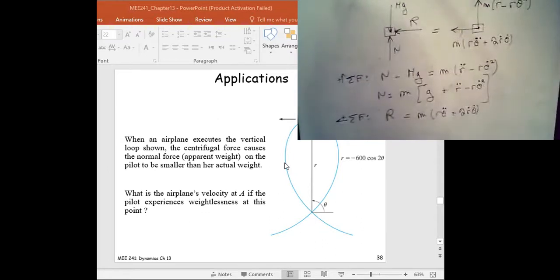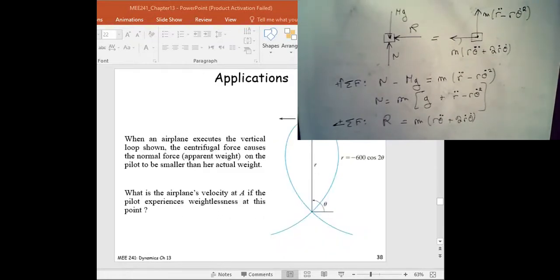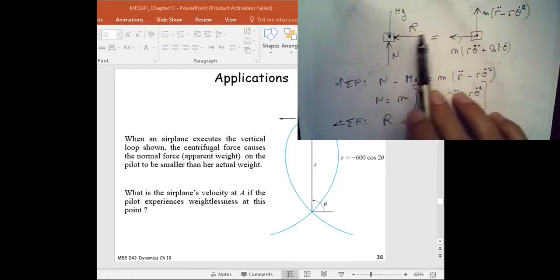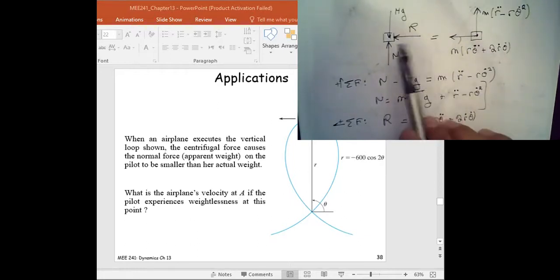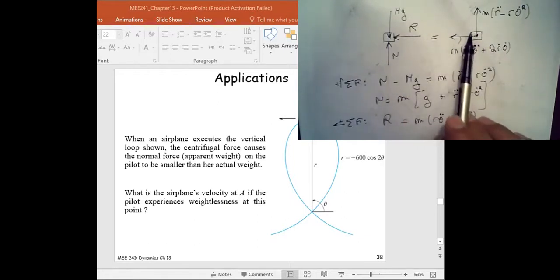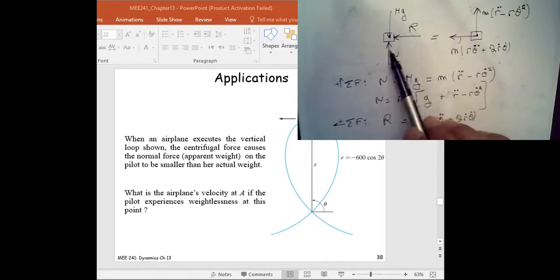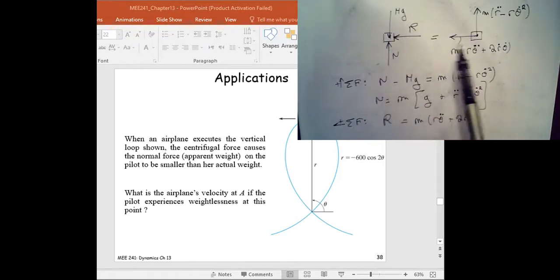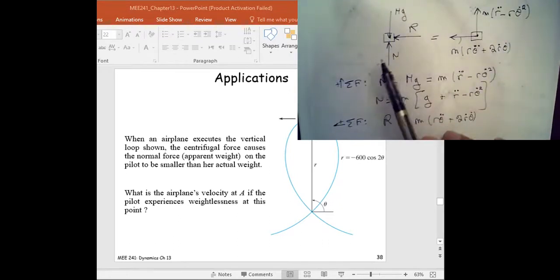Then R is going to be equal to m(R theta double dot plus 2R prime theta prime). Basically, this last portion of this chapter is simply about relating the forces and the accelerations. You just have to sum the forces in the same directions, and whatever you do on the forces you do on the accelerations. I usually have two extra unknowns, either R or N. If I have R and N, I can solve for the accelerations, and if I have the accelerations, I can solve for R and N. So it's a two equation, two unknown type of system.